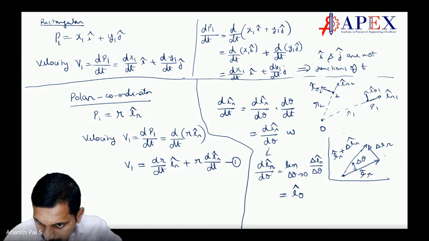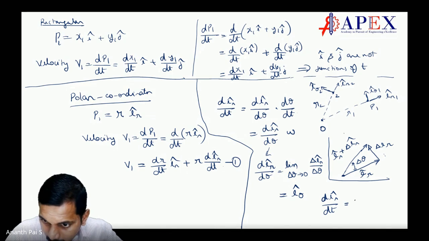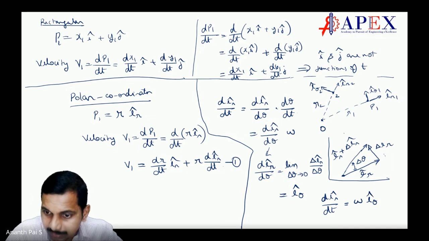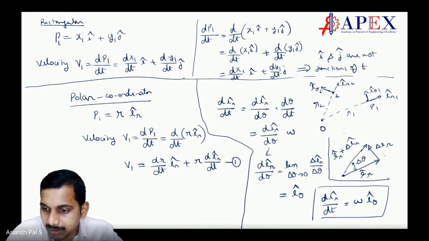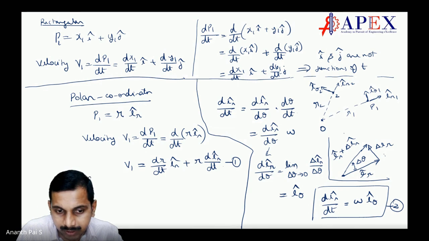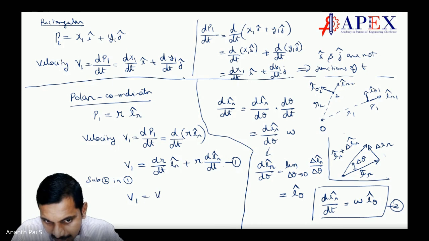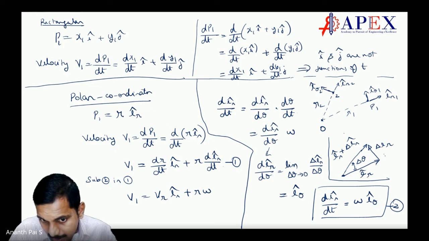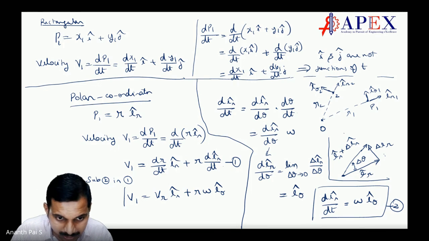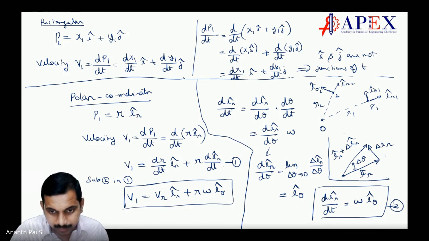So now we will have this as der by dt is actually equal to omega into e theta. Make sense? Say, let this be equation 2. Substituting 2 in 1, we can have v1 is equal to dr by dt, you can say vr into er plus this one can be written as r omega into e theta. Make sense, students? This is the velocity. Any doubts here?